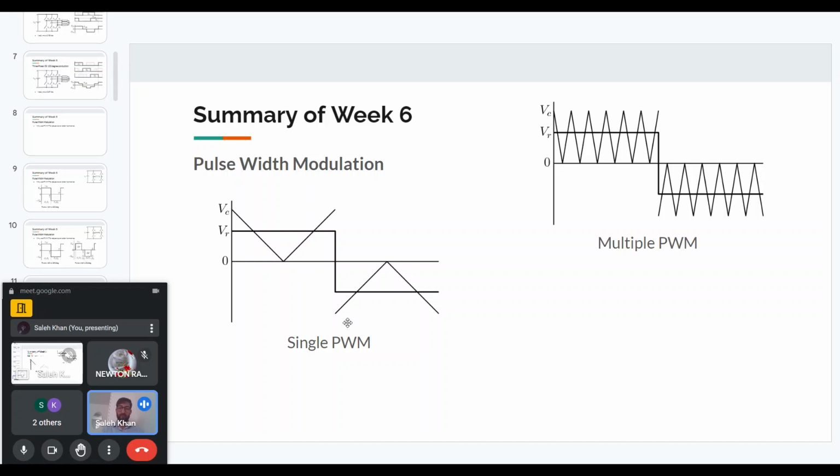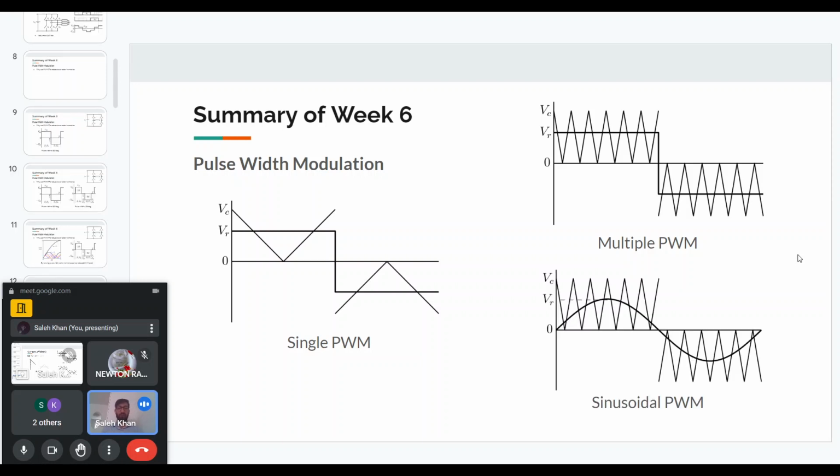To have multiple pulses, we will have to increase the frequency of the carrier. If we increase the frequency of the carrier and we still have a constant reference, we will get multiple pulses, and the pulses will have equal width and will be spaced equally. In multiple PWM, we get the advantage that we can reduce the harmonics further, the lower order harmonics.